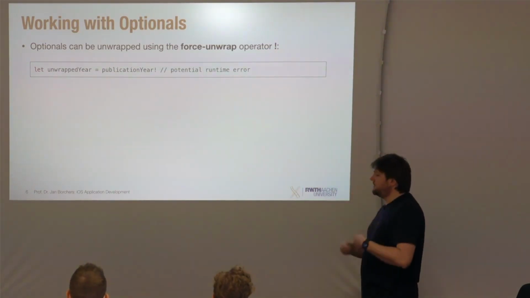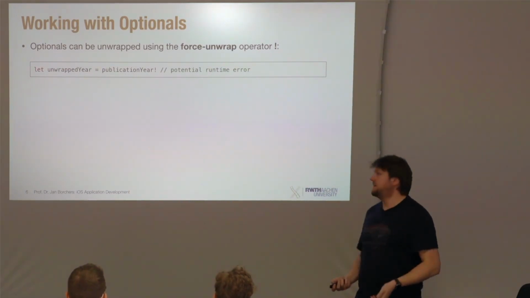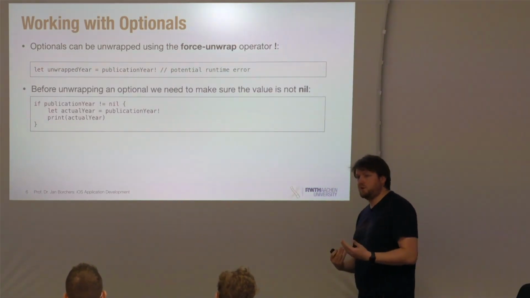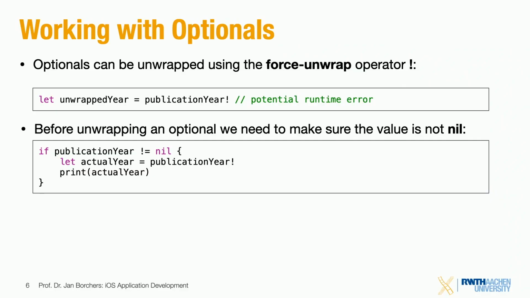So what you then most often do is, okay, you check before you're unwrapping your optionals. So the verbose way is I'm checking whether the publication year is set to nil, and if it's not set to nil, then I set the actual year that is in there to the unwrapped publication year, or I'm unwrapping the publication year and assigning that. And then I can print out the actual year. So that totally works, is a valid way to do that.